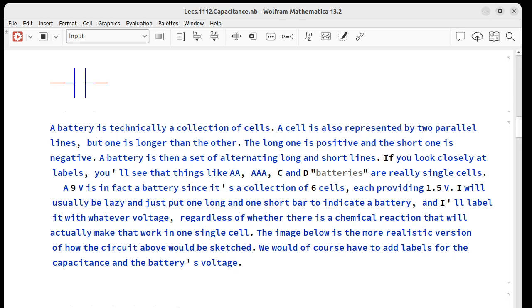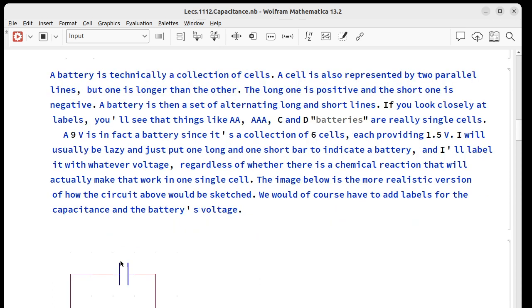And they're stacked like this in series to build that up so that you get 9 volts. Now, if I was drawing this on the board, I wouldn't bother to put 3 or 4 or 5 cells in a row and call it a battery. I would probably be lazy and just do one short, one long, and put whatever voltage I want on it, regardless of whether there's a real chemical reaction that would allow you to build a 7-volt source from one cell. We don't really care that much about the internal workings of the battery.